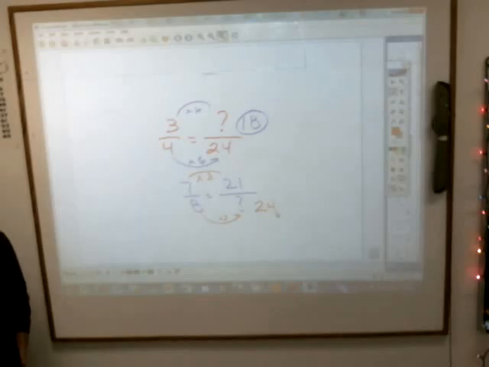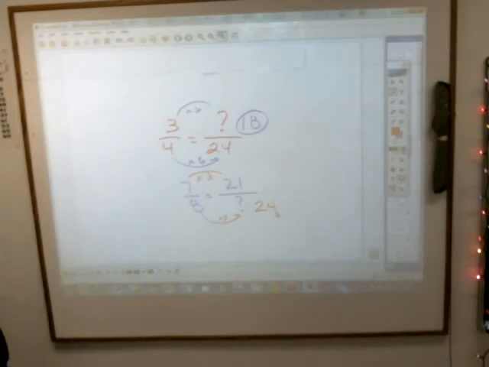So for these, the bottom will always be bigger than the top. I believe they'll give you proper fractions, but it really doesn't matter.